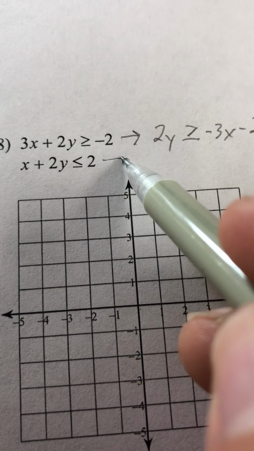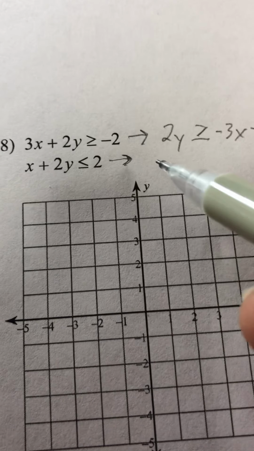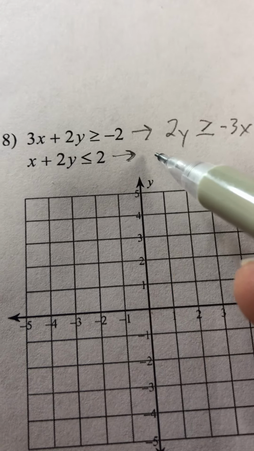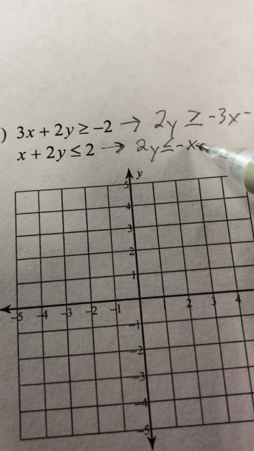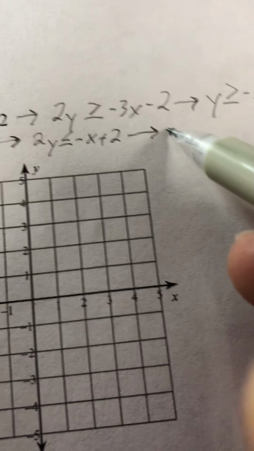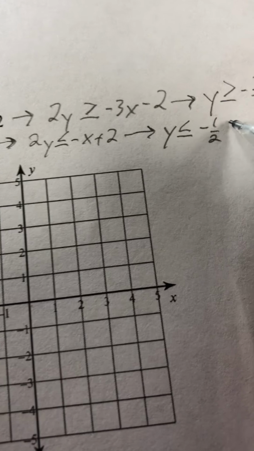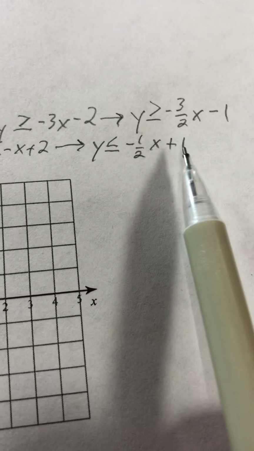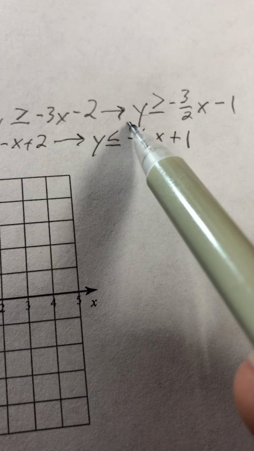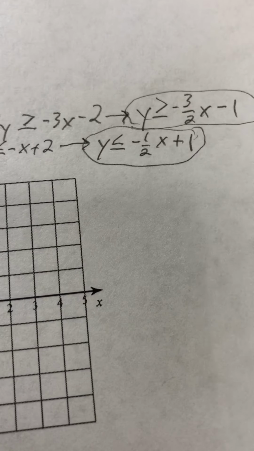You have to do the same thing with this one. Arrow showing you I'm doing some work here. Let me get rid of this x on this side and put it over here. So it's going to be minus x plus a 2. And then I'm going to divide everything by 2. So I have y = -1/2 x + 1. Okay, so you would use this one and this one. Go ahead and graph those two like you've been doing.